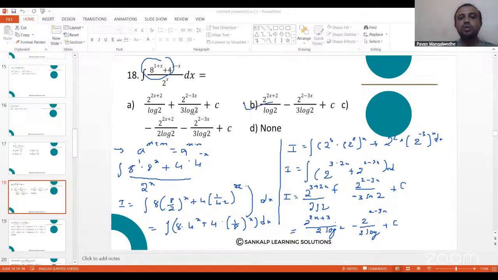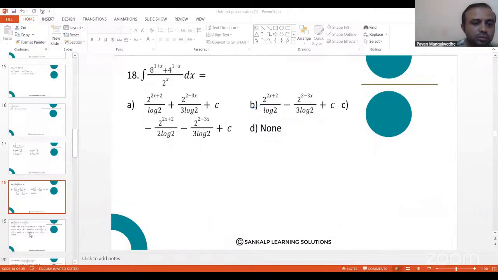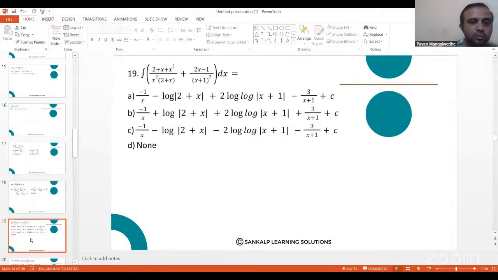In short, we have to solve like this. Next, go to the next question. Question number 19. Now here it is.